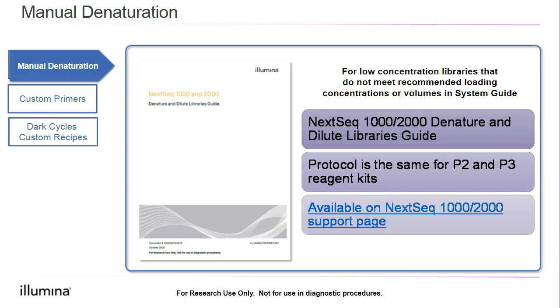We have a supplementary document that goes through this protocol, and that document is called the NextSeq 2000 Denature and Dilute Libraries Guide. The protocol is the same for both P2 and P3 reagent kits, and I've linked to this document on our support page here.